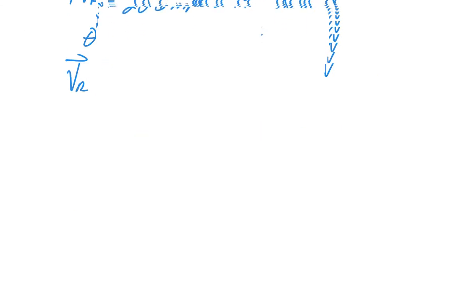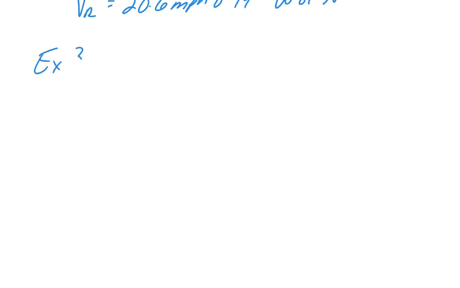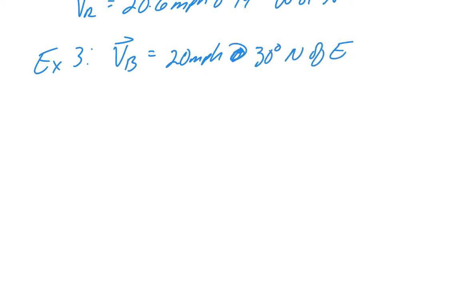Okay, one more problem. Example 3. Let's say now that the velocity of the boat, just the engine providing the velocity, is still 20 miles per hour, but it's going to be at an angle of 30 degrees north of east, and the velocity of the water is still going to be 5 miles per hour due west, just like we had before.